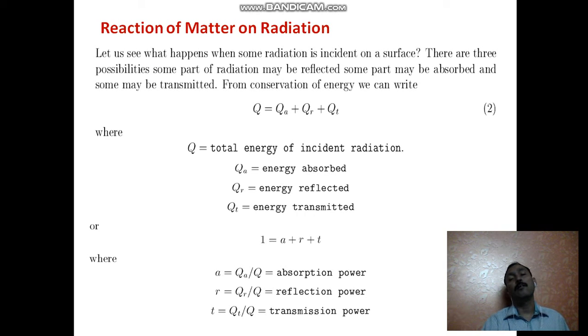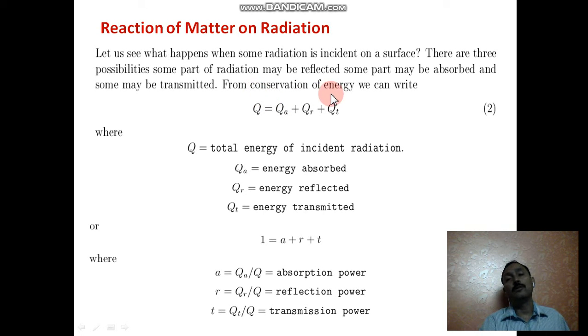Reaction of matter on radiation. Let us see what happens when some radiation is incident on a surface. There are three possibilities. Some part of radiation may be reflected, some part of radiation may be transmitted, and some part of radiation may be absorbed.